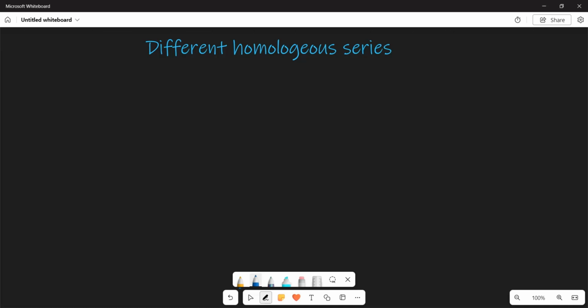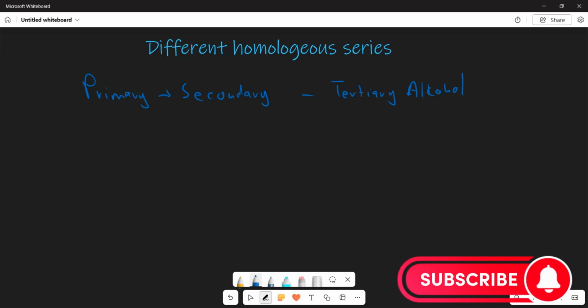Let's look at primary, secondary, and tertiary alcohols, right? Now we are going to be looking at those three: your primary alcohol, your secondary, and your tertiary alcohol. These are the three significant things that we are going to be looking at. Now, what is it that we need to know firstly about these? Your alcohols can be divided into three types.